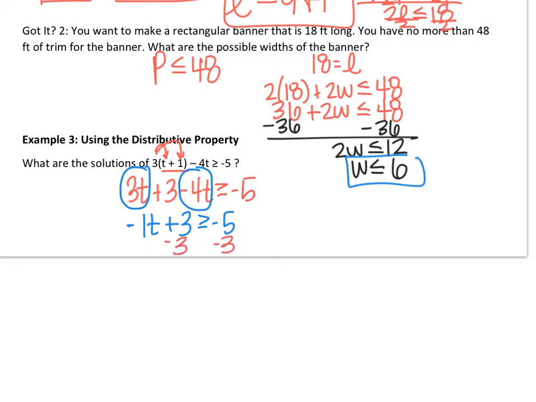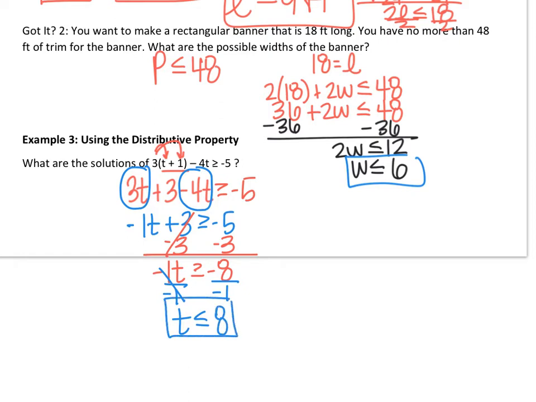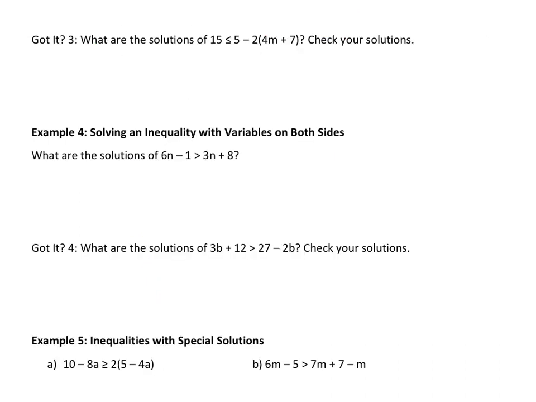Solve it by subtracting 3 from both sides. Divide both sides by negative 1. Dividing by a negative, I turn my inequality around, and I get t is less than or equal to positive 8. Got it, number 3. Try this one on your own.